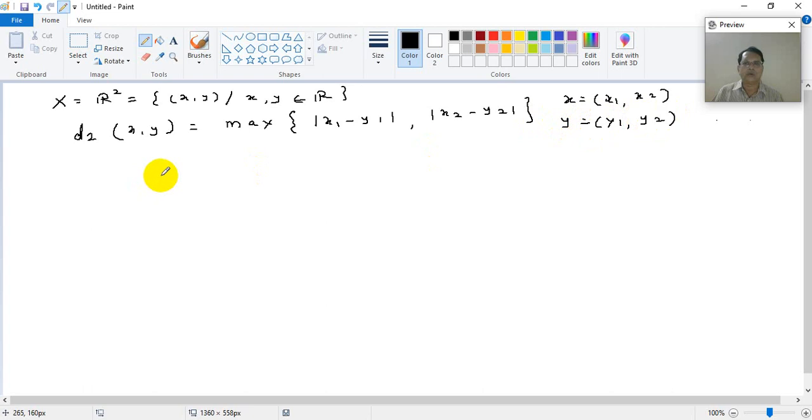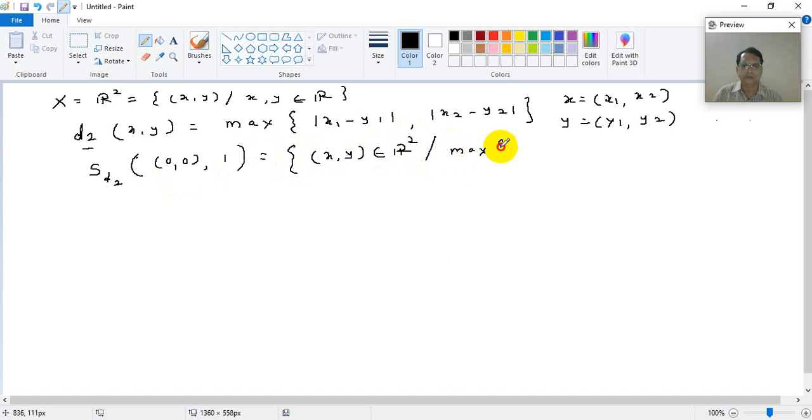Now, this is a metric we have already proved. So now we are interested in what is S d2 of, say, the origin, meaning the center will be at the origin and radius 1. Again the same problem we will continue, with the same center and radius. So this is the set of elements x comma y belonging to R2 such that this condition is satisfied. That means the maximum of x1 minus y1. Now here the center is 0 0. We are interested in what?